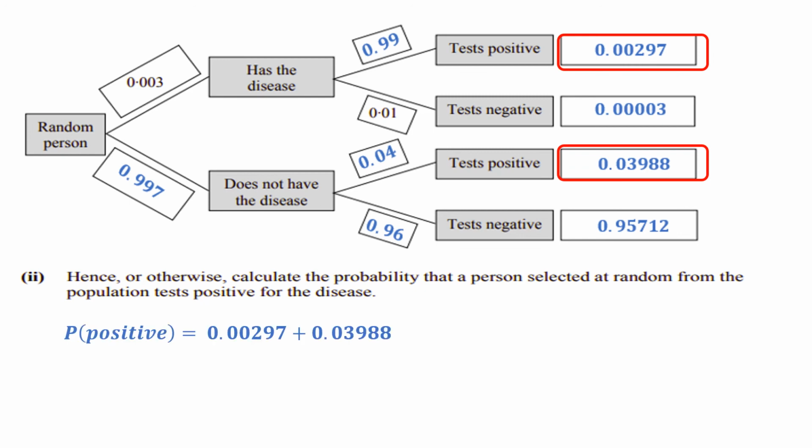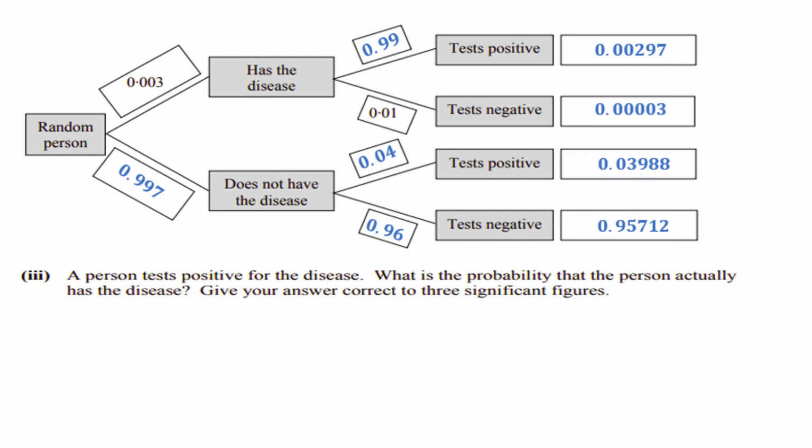Or means add. So what we're going to do is add these 2 answers together, and that gives us a total of 0.04285, which is the probability that somebody tests positive. I like to work in percentages. I think it's easier to understand. So I will always change my answer back to a percentage. So in this case, 4.285%. Also think about how the question was asked. The question did give us everything in percentage, even though we then went back to work in decimals.